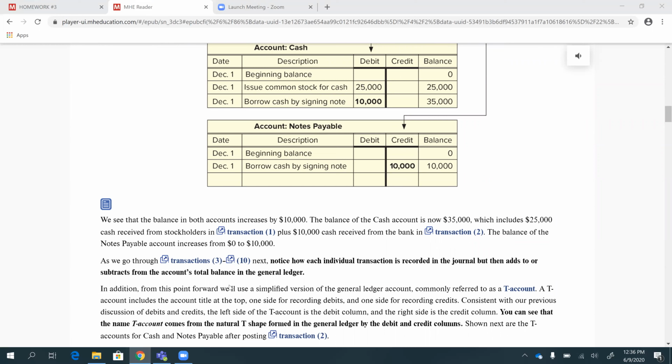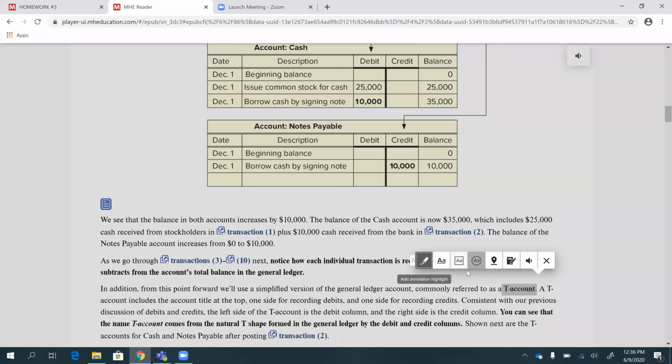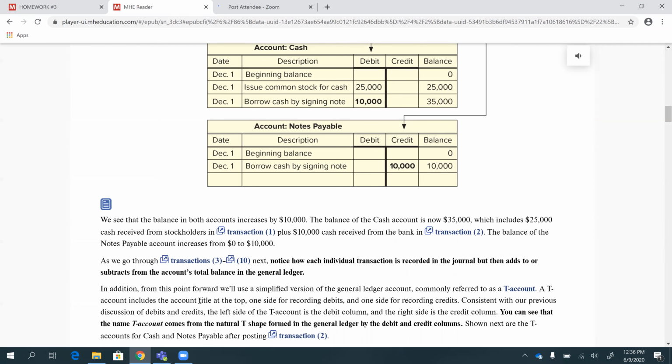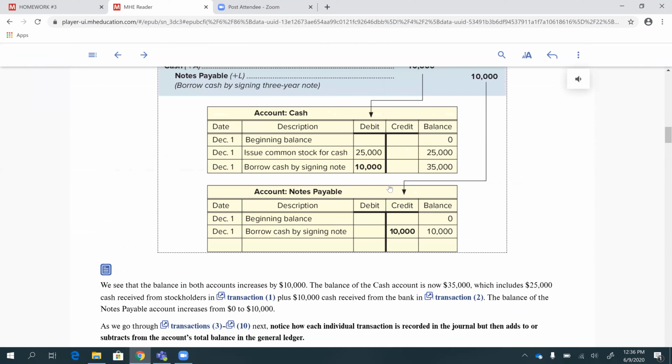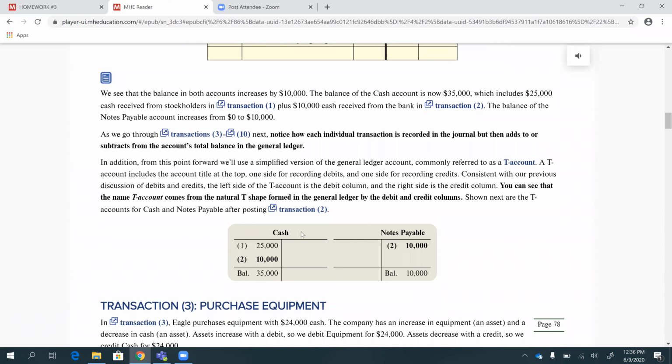So going forward, we're going to use a simplified version of the general ledger account, referred to as a T account. A T account includes the account title at the top, and then the left side is for recording debits, and the right side is for recording credits. So you'll see that up here where cash is, we've dropped off the description and the balance column, and now we just simply have cash, the 2 debits we recorded, and the balance of $35,000. Notes payable is on the credit side, $10,000 with the balance. The left side is always the debit, the right side is always the credit.